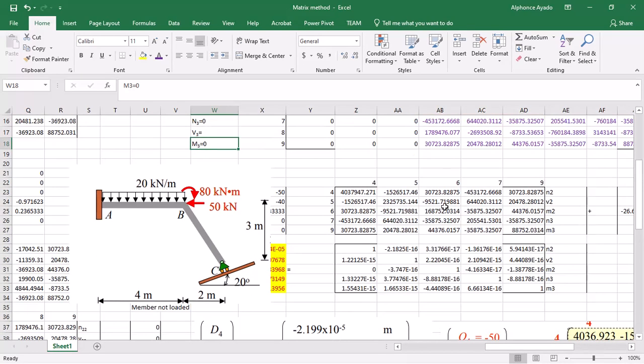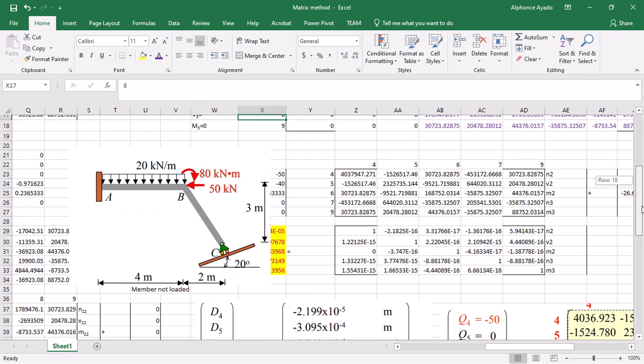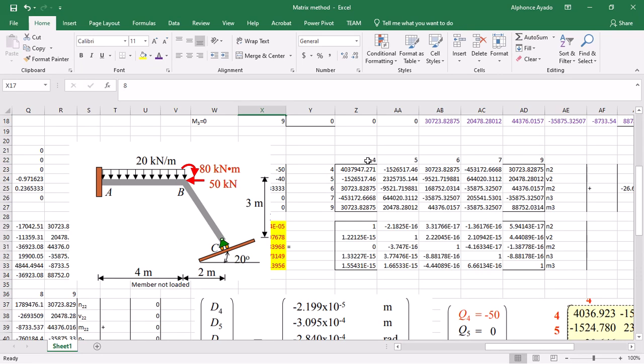You can isolate them here, 4, 5, 6, 7, 8, because these degrees of freedom correspond to the ones whose external loads are known, correspond to 4, 5, 6, 7, and 9. Remember, we have skipped 8 because we don't know this. So 4, 5, 6, 7, and 9, those are known. So that's why we isolate 4, 5, 6, 7, and 9.